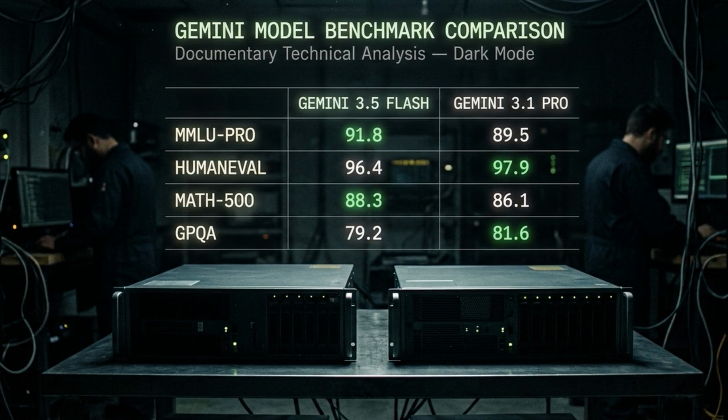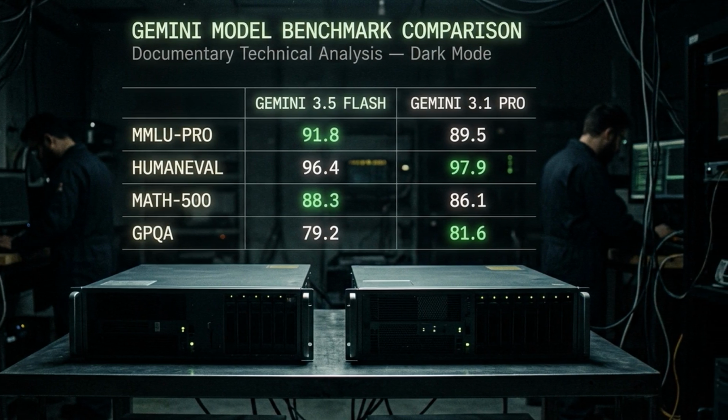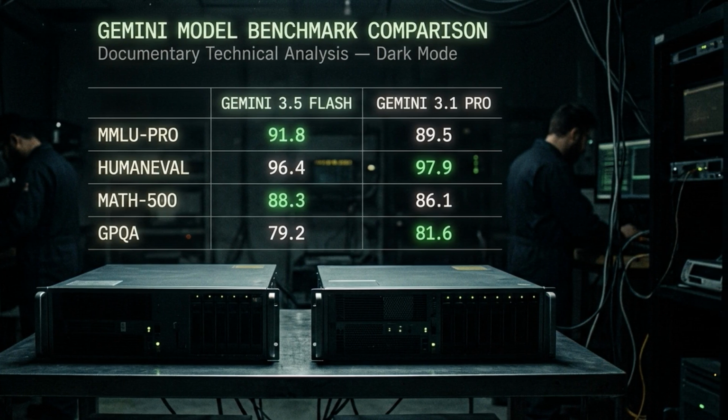According to Google's published technical report and third-party evaluations appearing within days of launch, Gemini 3.5 Flash outperforms 3.1 Pro on MMLU Pro, scoring approximately 84.2 versus 81.7. On HumanEval code generation, it reaches 91.4 compared to Pro's 88.9. On Math 500, Flash posts 89.1 against Pro's 86.3. On GPQA Diamond, graduate-level science reasoning, Flash edges ahead by roughly 2 points.